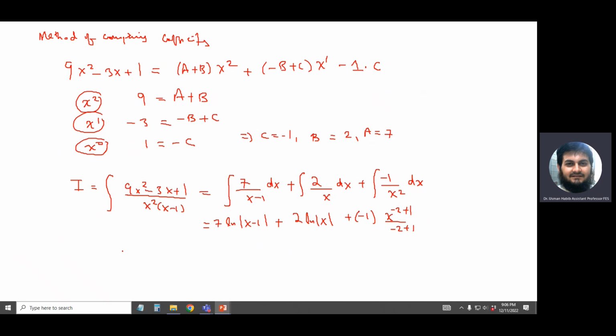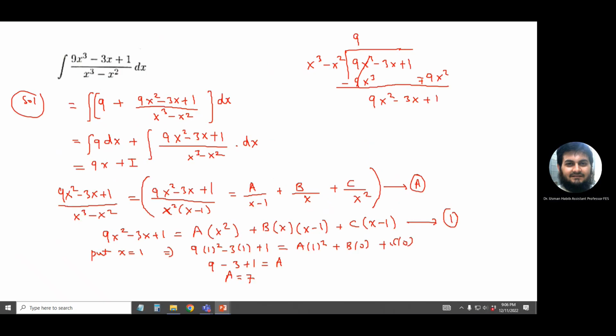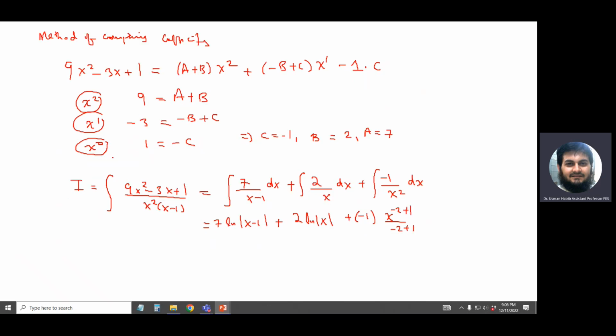And if you remember that the main question also had this 9 of x with it, so the final answer, if I write it down, we should have 9 of x plus all of this together.